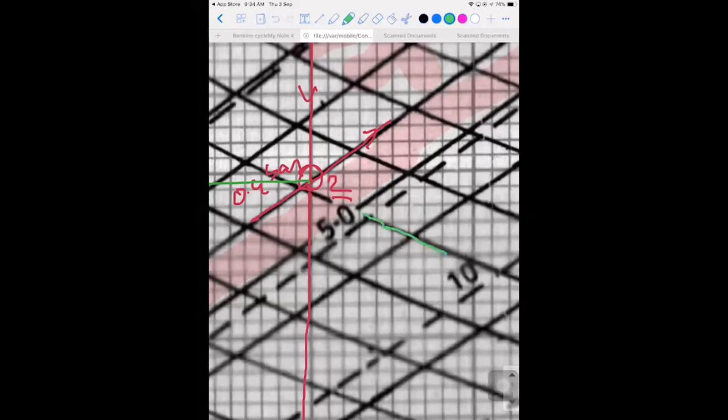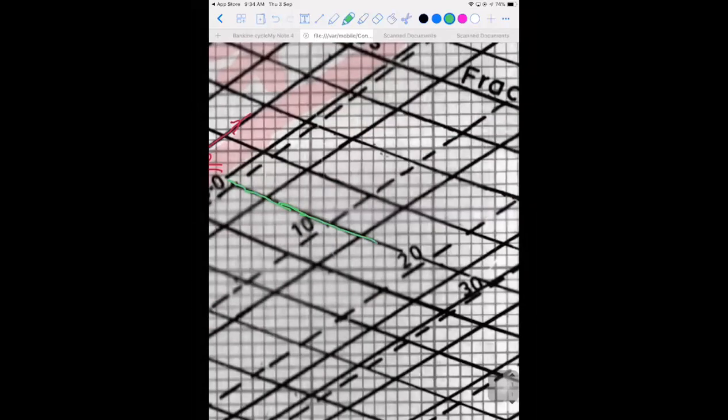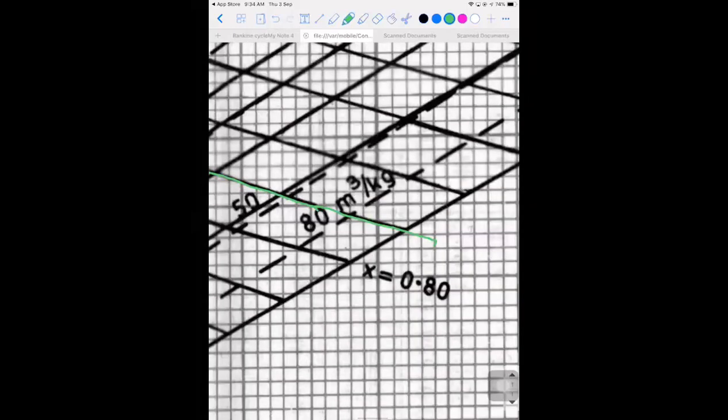The nearest constant dryness fraction line. Yes, sir. And what is this value? Let us check it. Yes, sir. Now this is 0.80 and this is going to be 0.81. So you will get this, okay, once again, if you didn't get this one, 0.81.